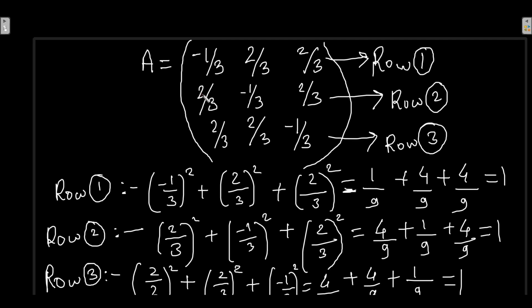Now let us look at row number 2. So 2 by 3 square, plus minus 1 by 3 square, plus 2 by 3 square. After addition, 4 by 9 plus 1 by 9 plus 4 by 9, it gives 1 again. Then the last one, row number 3.